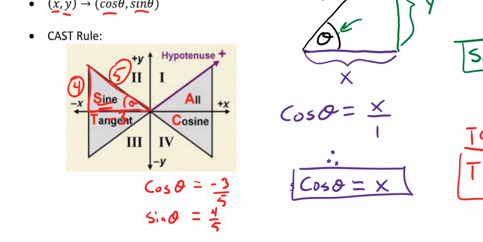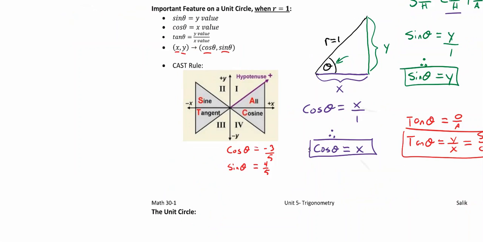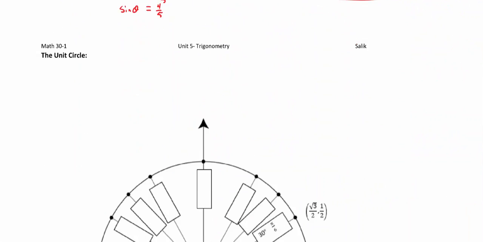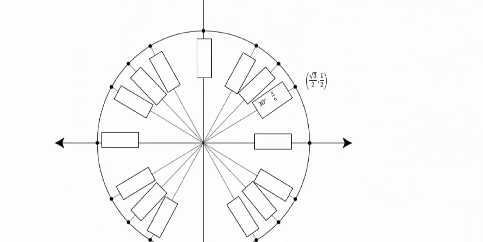Okay? So that's all the CAST rule is really telling us. It's just telling us where these different ratios are positive and where they're negative, right? But we could always figure that out just by writing out the numbers and using those as well, right? So, okay. That was a little bit of review from 20-1. All right. The unit circle itself.